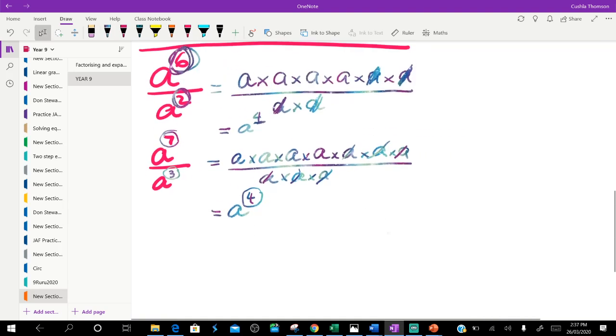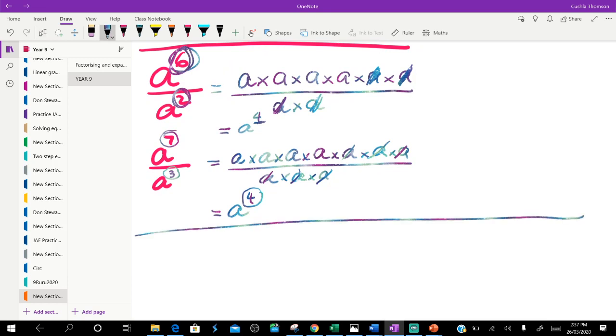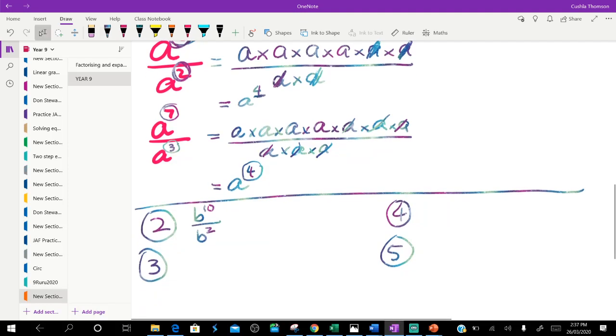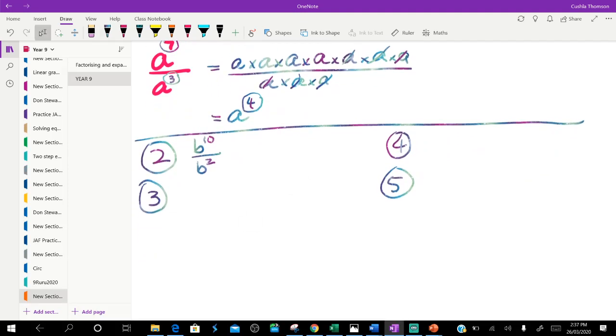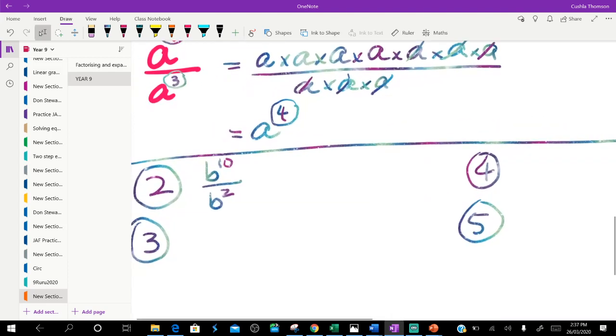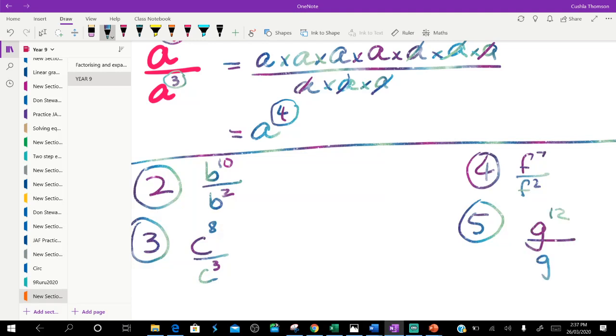So let's see if we can shrink that, and we'll try a couple more. This time you're going to try them, and you're going to type the answers into your YouTube chat. So let's try b to the power of 10 divided by b to the power of 2. Number 3, c to the power of 8 divided by c cubed. F to the power of 7 divided by f squared. And g to the power of 12 divided by g to the power of 6.